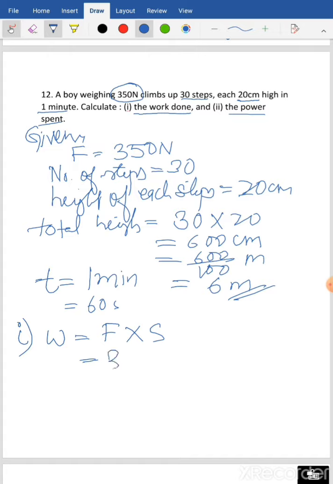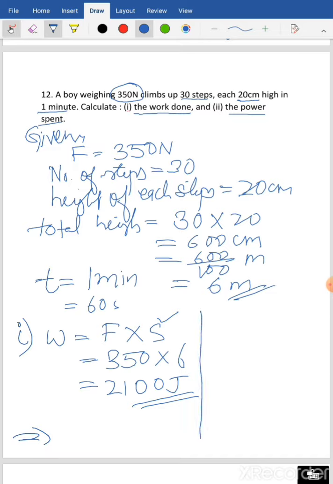Force here is 350 into the height. The displacement here is in terms of height, and the height is how much? 6. So when I multiply this, 6 zeros are 0, 6 5s are 30, carry over 3, 6 3s are 18, 18 plus 3, 21. So 2100 joule is the work done. So don't forget to write the statement here.